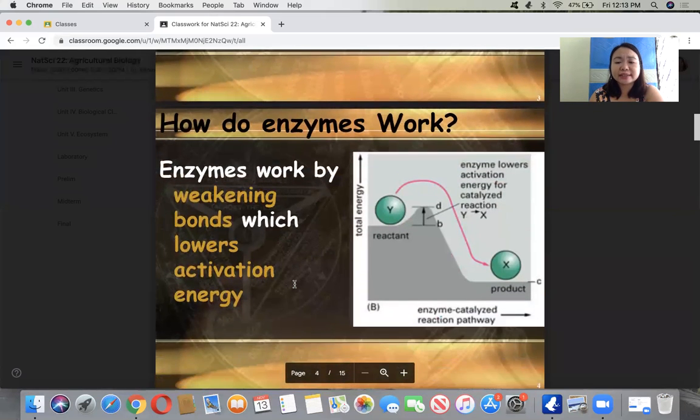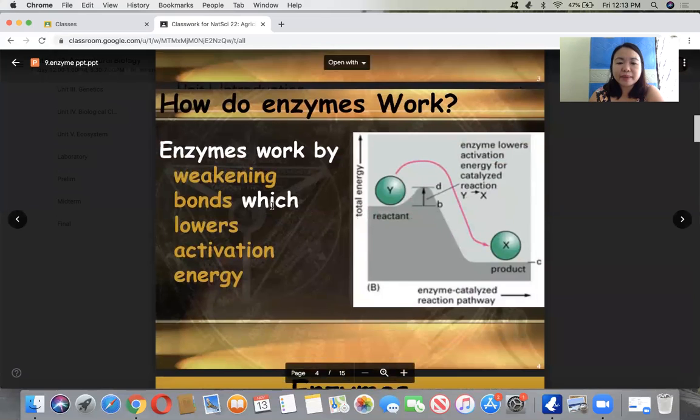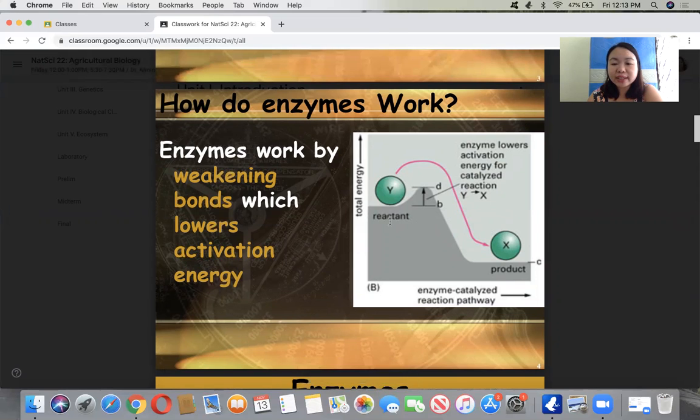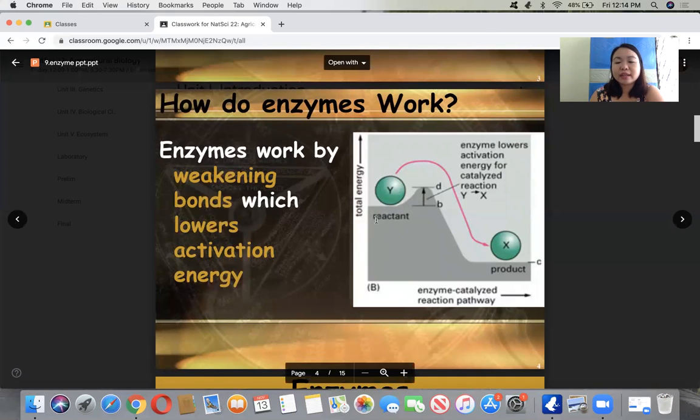So how do these enzymes work? Enzymes work by weakening bonds, which lowers activation energy. So they weaken the bond. This is a figure illustrating how an enzyme lowers activation energy for catalyzed reactions. So this is the reactant, and as the enzyme catalyzes during a reaction pathway, the total energy decreases as it goes through the reaction.